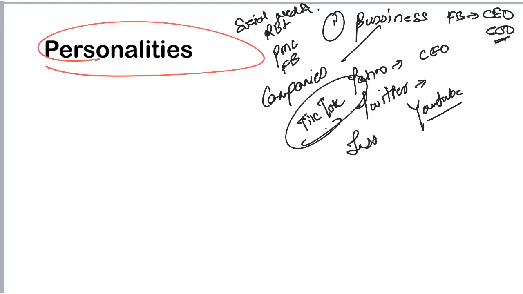Now, who is the Instagram co-founder? Most of you are not even aware of it. We only know Instagram, but we don't know who the co-founder of it is. So we've got to know about it. All these social media companies, you've got to know about the CEOs and all that.